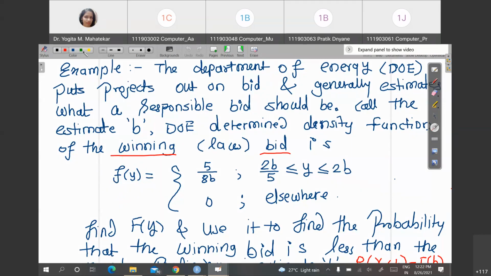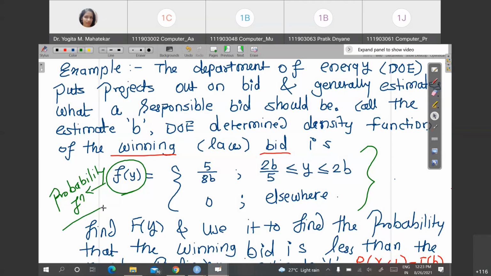So you tell me, is this random variable a continuous random variable or a discrete random variable, students? It is continuous, no? Because the probability function has some law or formula or rule. So this is the probability function of the winning bid, small f. It is defined from 2b by 5 to 2b, 0 elsewhere. The winning bid actually depends on variable y. If it lies between 2b by 5 and 2b, the probability is 5 upon 8b. Otherwise, the probability is 0.